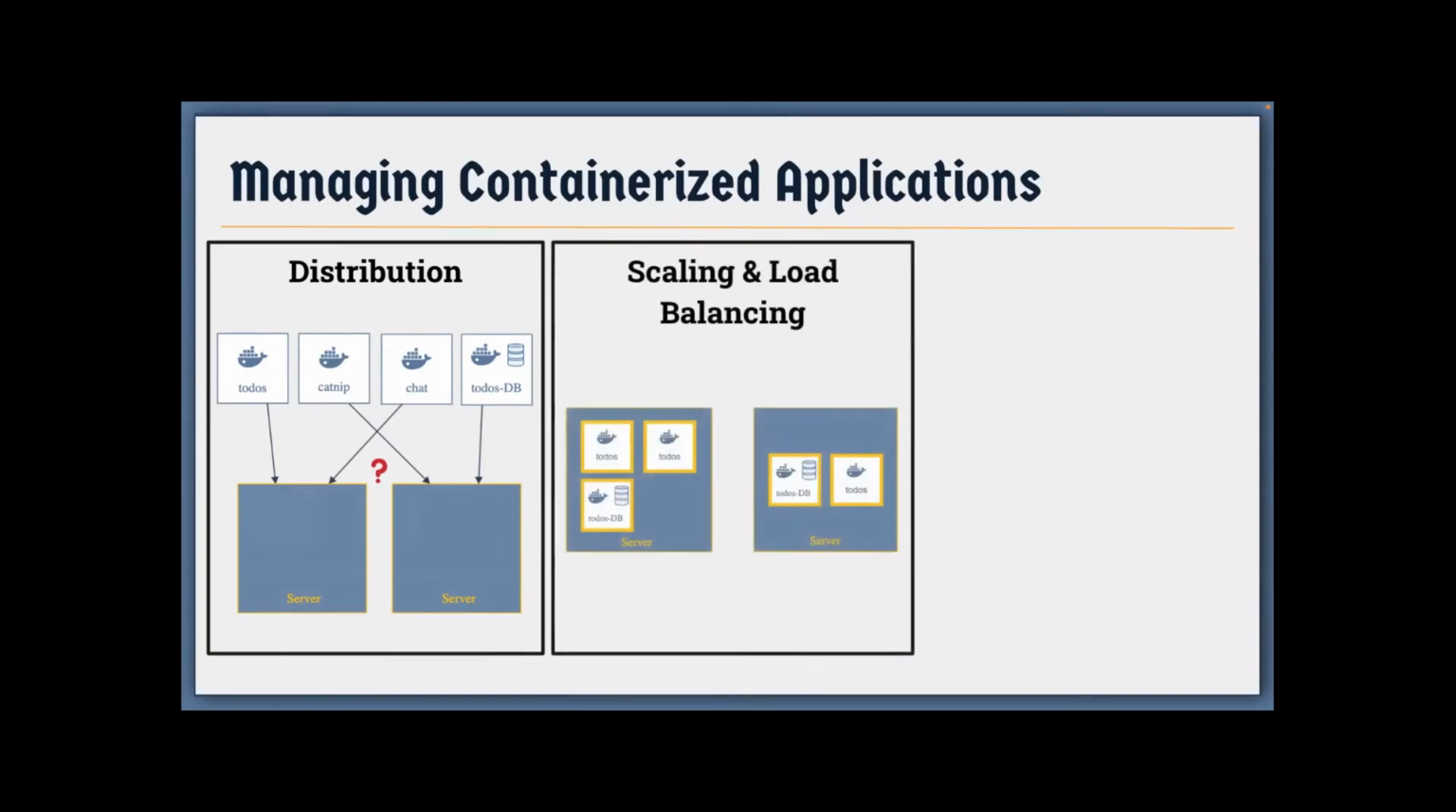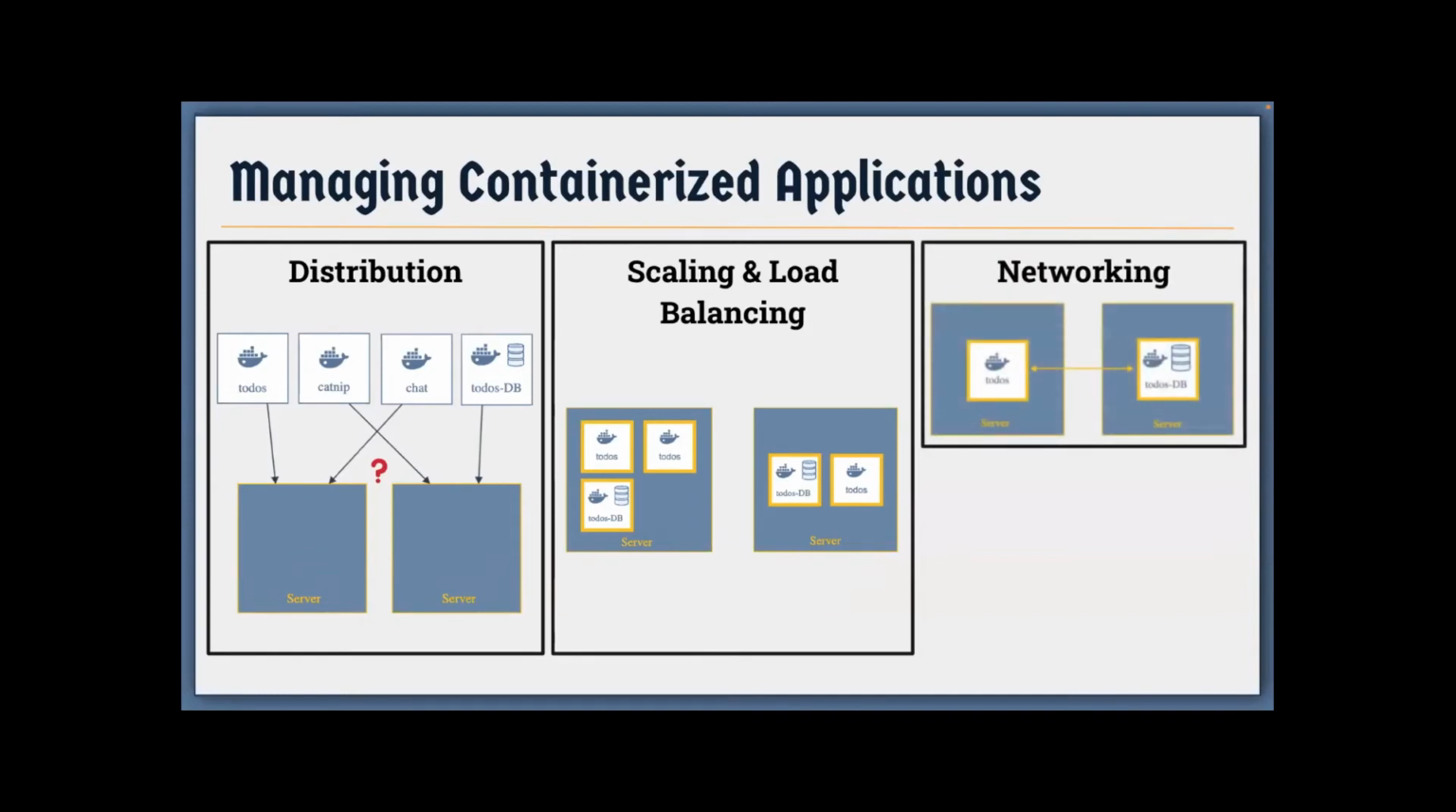Scaling and load balancing. Here we have the To-Dos app scaled to 3 instances and its database to 2 across 2 servers. How can we handle easily scaling applications up and down? And once scaled, how do we handle load balancing between them? What happens when we scale our servers up and down? How do we redistribute the existing containers?